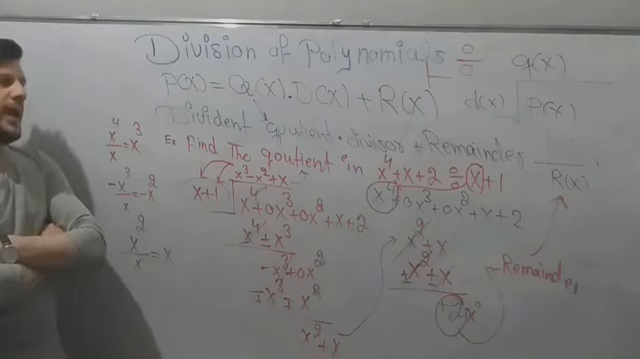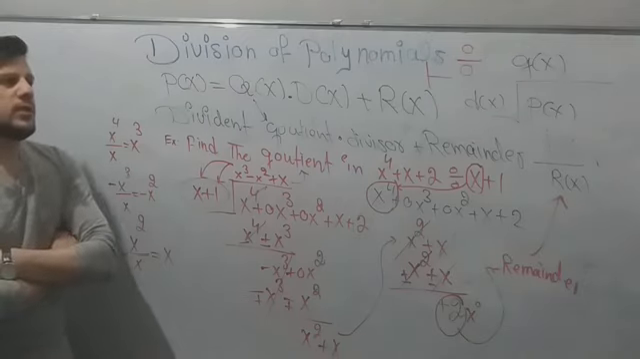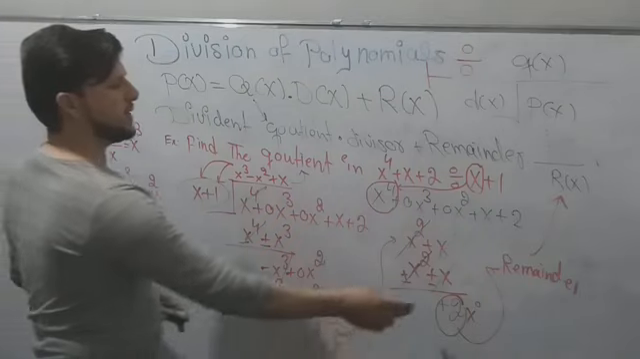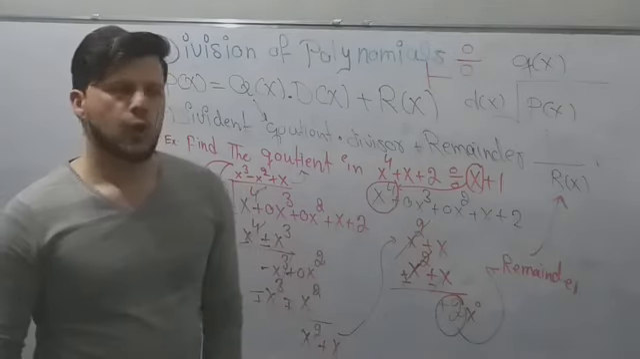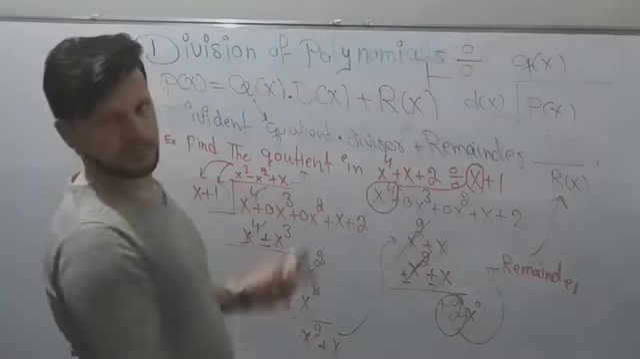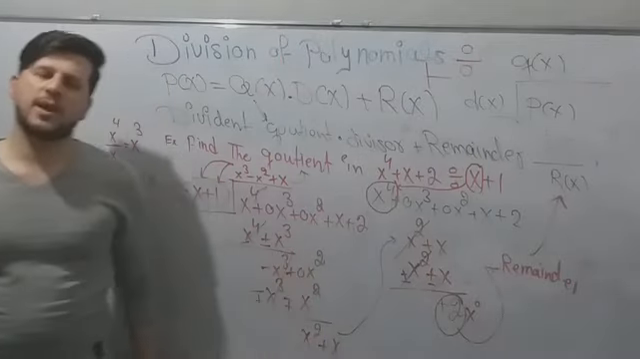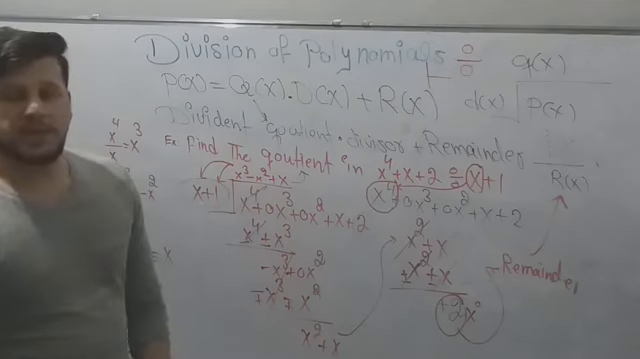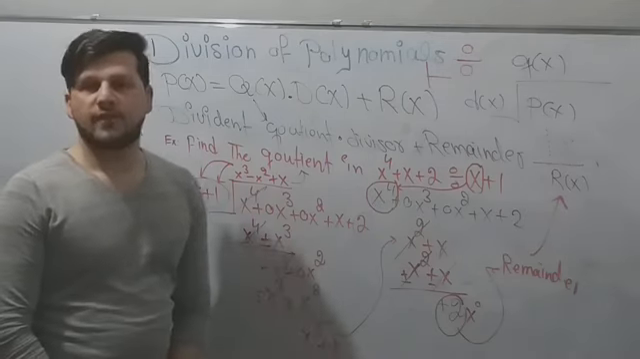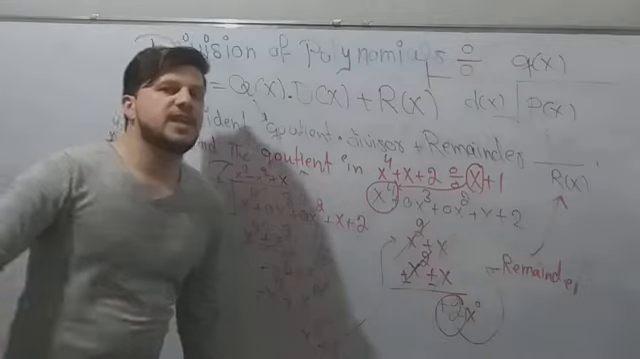And I'm going to find this remainder by another method. How to find the remainder without this long division? Without the long division, I'm going to find the remainder. In this case, you have to see the theorem.